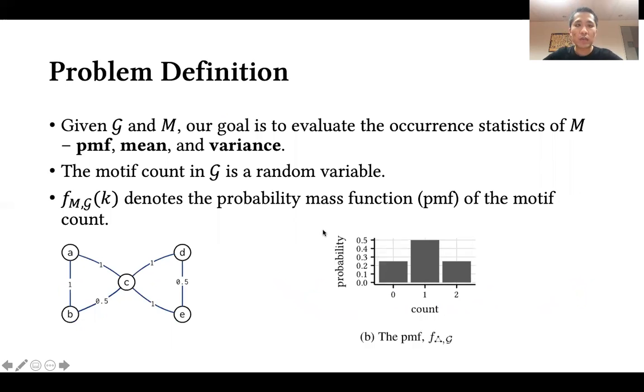Here we give the formal definition. Because the motif count of M in the uncertain graph G is a random variable, our goal is to evaluate the occurrence statistics of M in G, that is, the PMF, mean, and variance. Here we give a small example of the PMF.